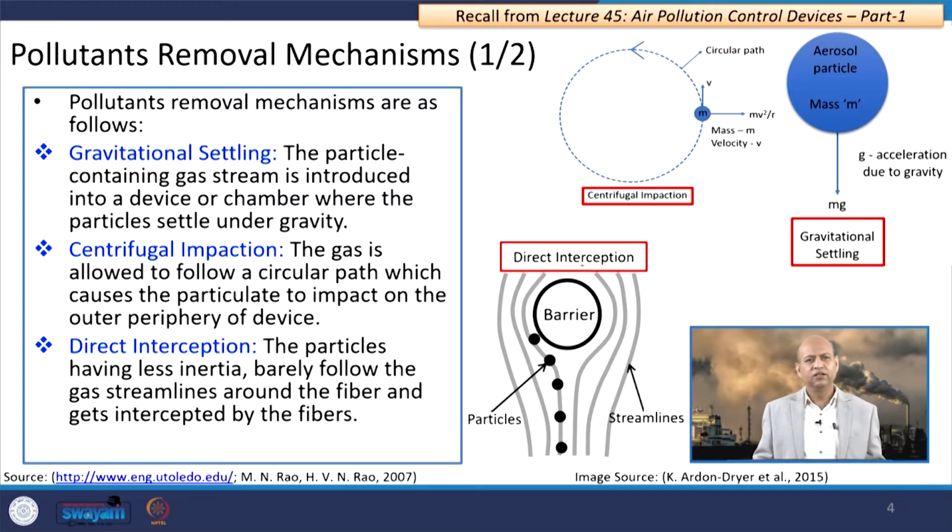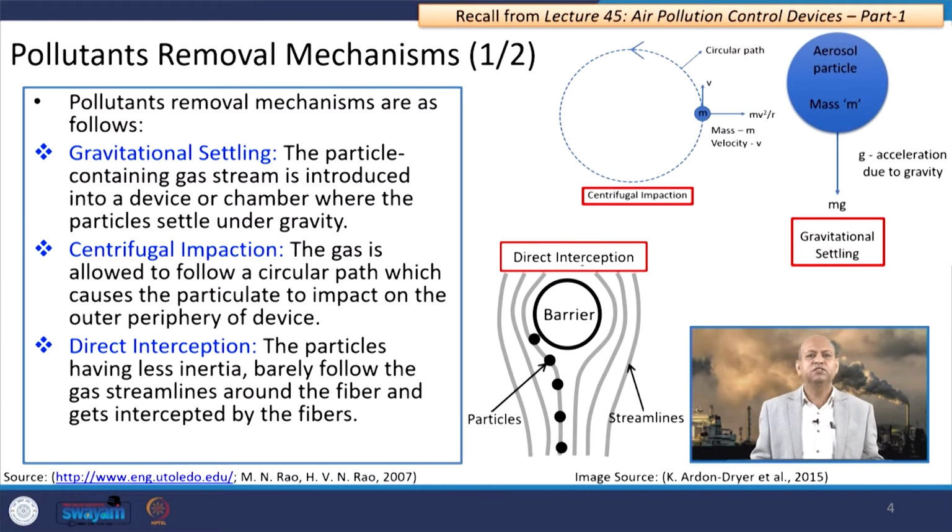Like gravitational settling. In this, the gas containing particles or aerosol particles, a mixture of it, is introduced into a device or a chamber where the particles can settle down with the force of gravity. And in centrifugal impaction, basically the gas is allowed to follow a circular path, which causes the particulate matter to impact on the outer periphery of the device and lose velocity due to the centrifugal force. Okay. They go outside and impact on the wall and then slide down to get collected into the hopper.